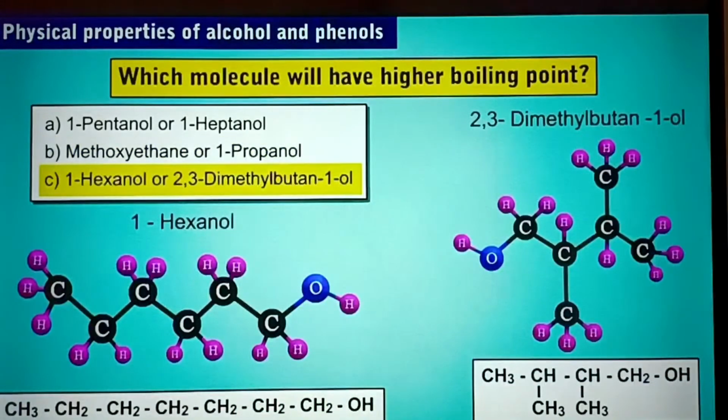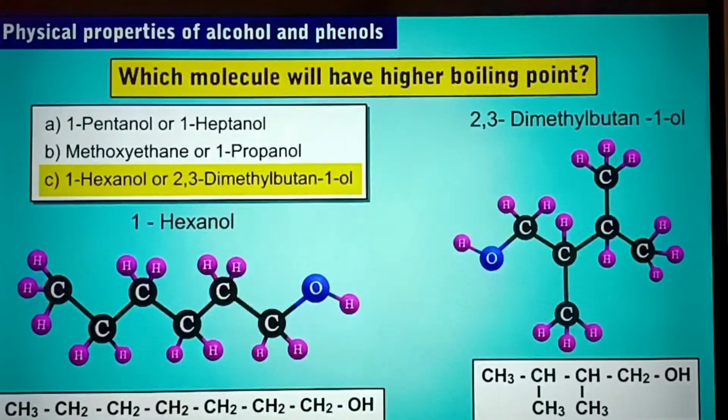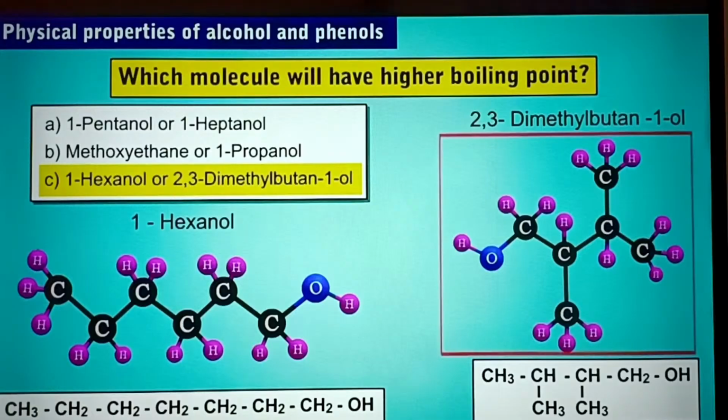For set C, 1-hexanol has the higher boiling point. Its carbon chain is unbranched, giving it stronger London forces than the branched chain in its structural isomer 2,3-dimethylbutan-1-ol.